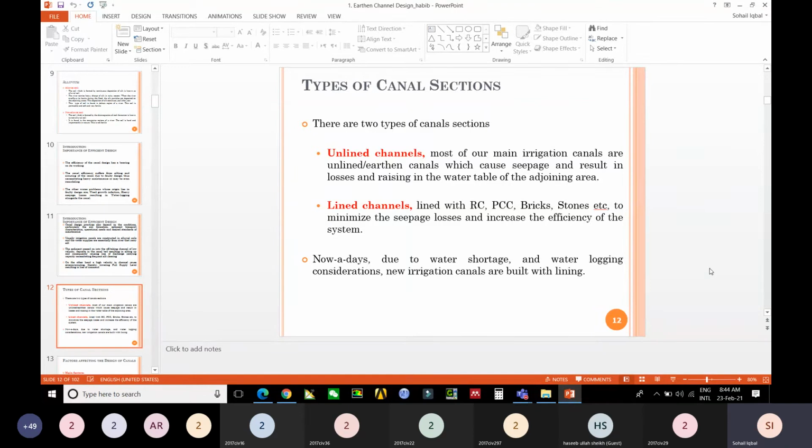line the unlined channels. When we saw that our water storage is decreasing, earlier all our channels were unlined, but with the passage of time when we observed a lot of problems, then we started to line those channels with different materials, either RCC, PCC, bricks and stones. Okay, so nowadays maximum irrigation canals are lined channels.